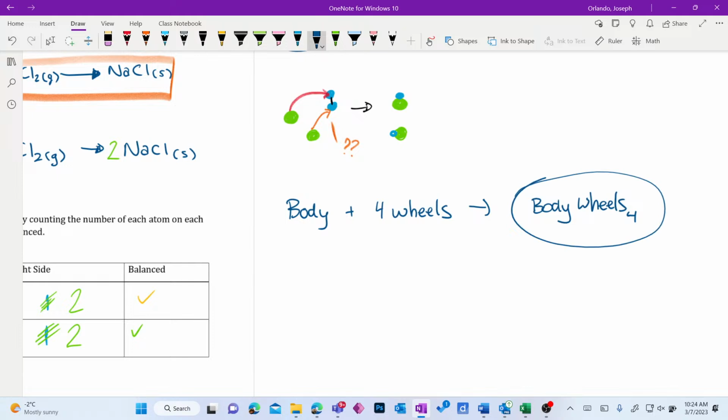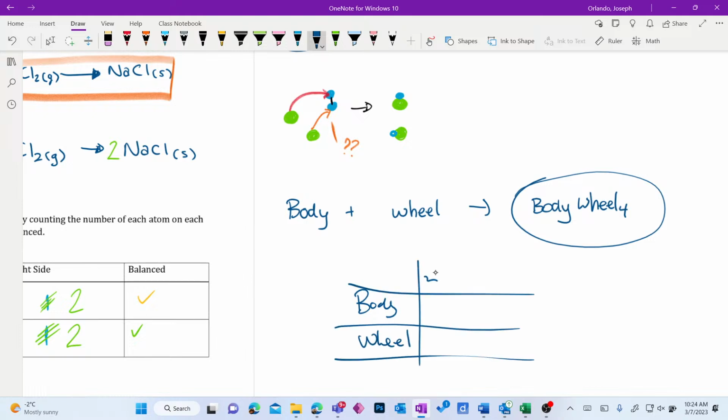This is a single car. What's a single car made up of? It's made of a body and 4 wheels. When we get the equation, it'd look like this. Body plus wheel. I guess that wouldn't be pluralized. It's not like we pluralize sodium. I need to make a car. What's a car? A car is a body, wheel, 4. Okay, how do I balance this? Well, I'd say bodies and wheels. Right now, on the left side, I've got 1 body and 1 wheel. On the right side, I've got a body and 4 wheels. What's out of balance?